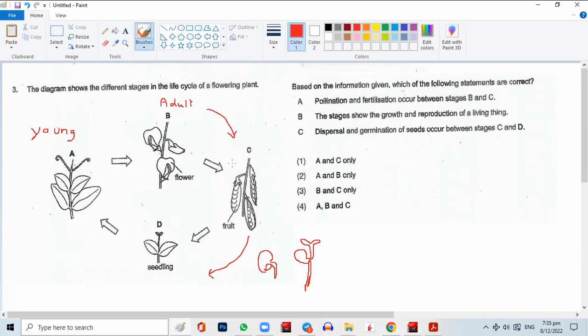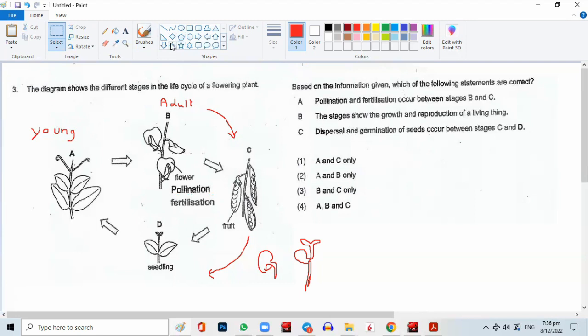Based on the information given, which statements are correct? A: Pollination and fertilization occur between B and C. When you have a flower, do you have pollination? You know what pollination is? The transfer of pollen grains to a stigma. So when you have a flower, you are going to have pollination. After pollination, fertilization occurs. So yes, these two processes happen between B and C.